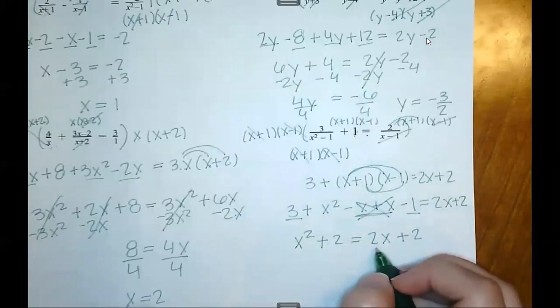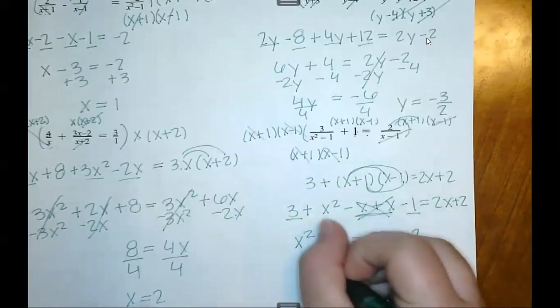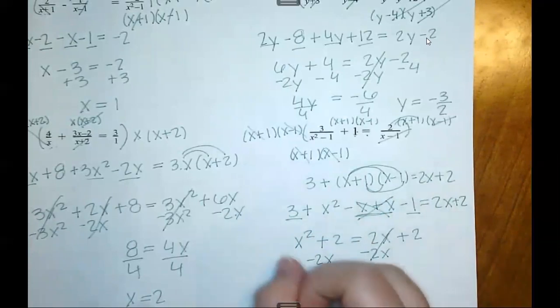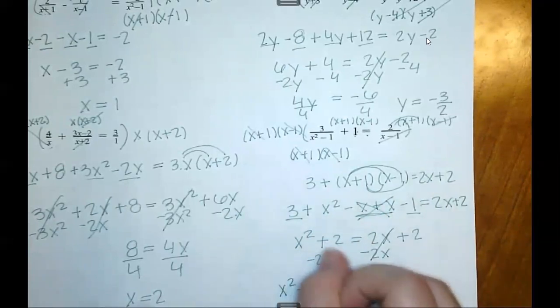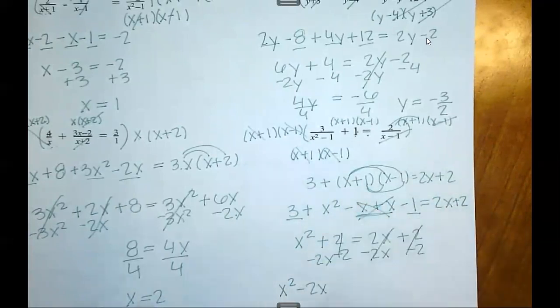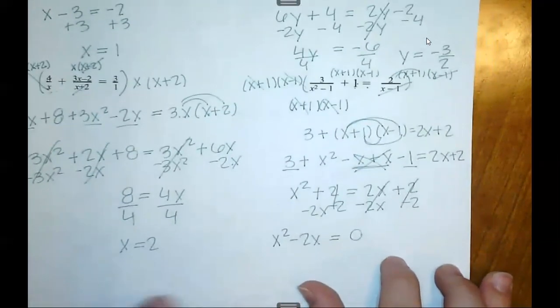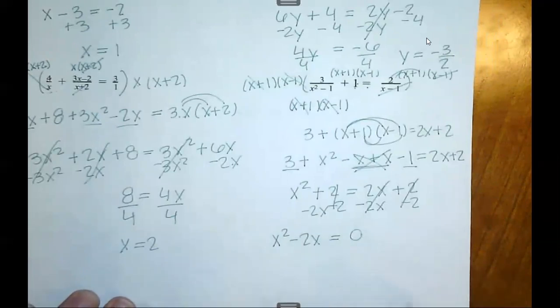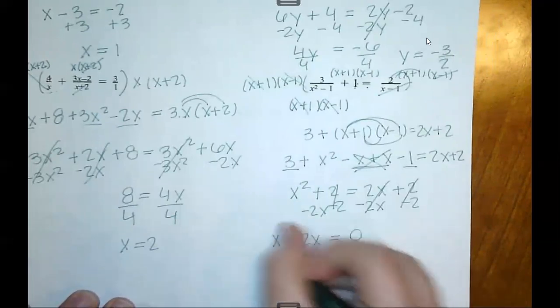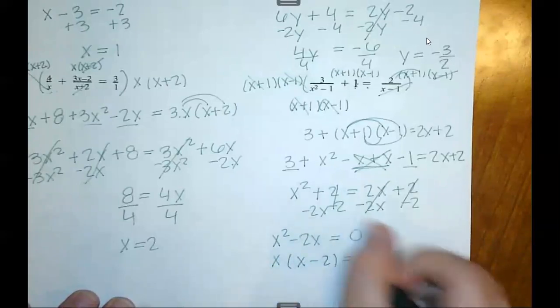All right, so I need to move everything to one side so I can factor. So I subtract 2x from both sides. So I have an x squared, a negative 2x. I need to move this 2 over here as well. And those go away. So equals 0. Now I have x squared minus 2x equals 0. So I can pull an x out of both of those. So I have an x times x minus 2 equals 0.